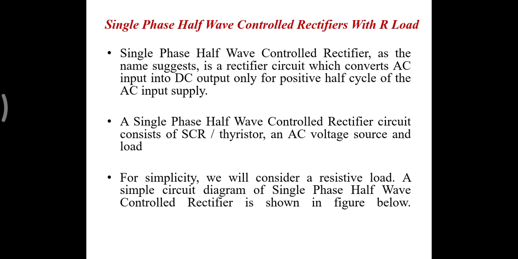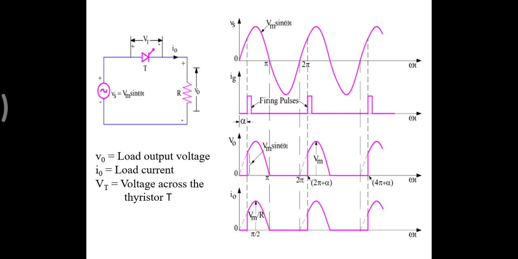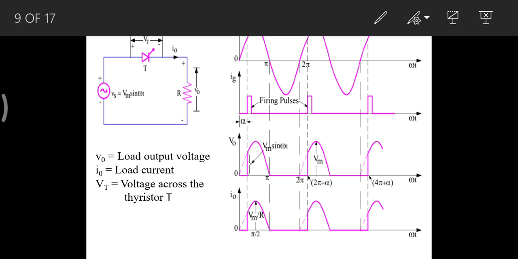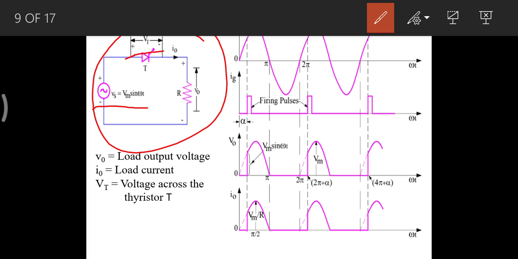See here, this is the single phase half wave controlled rectifier. This contains the input voltage Vs equal to Vm sin omega t, a thyristor and a resistive load. Here VT is denoted in the circuit. That VT is called the voltage across the thyristor, and V0 is nothing but the voltage across the output load. So Vs is the input supply.